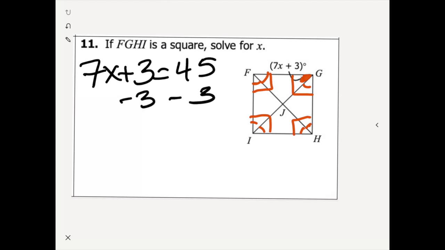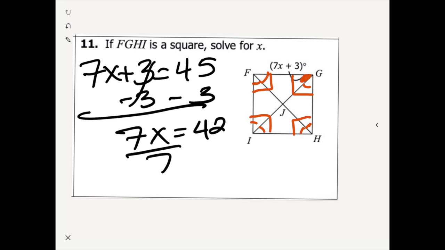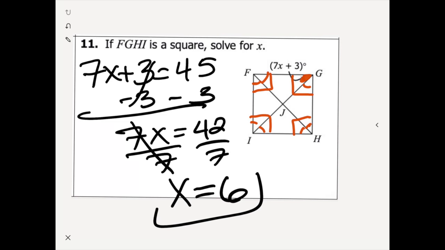Subtract 3 from both sides. We have 7x is 42. Divide by 7. And now we know that x is 6. And that's all for this week.